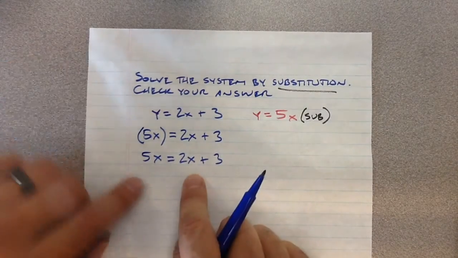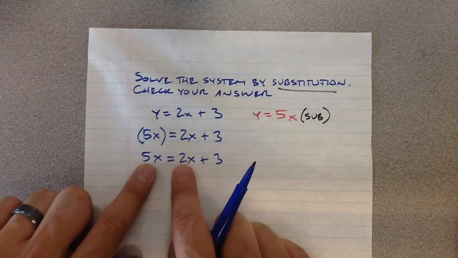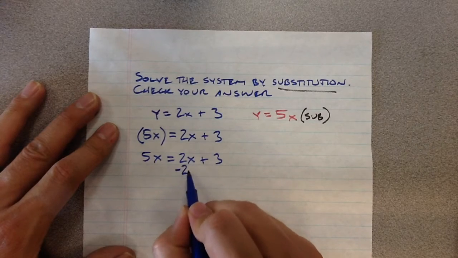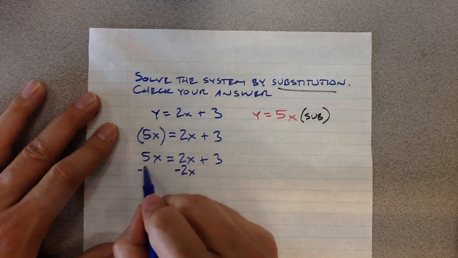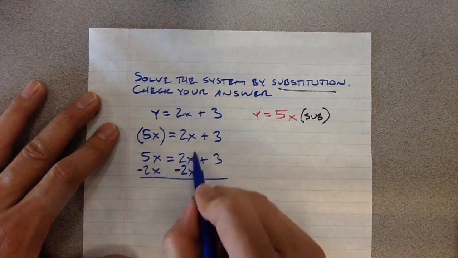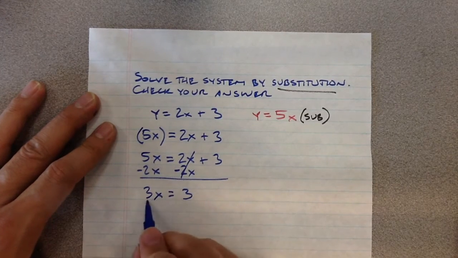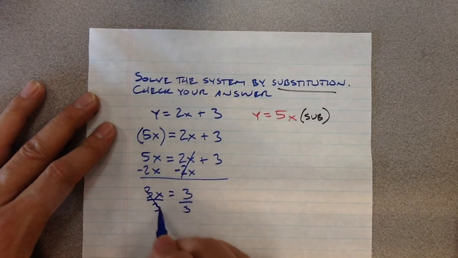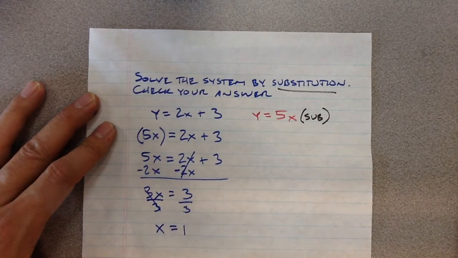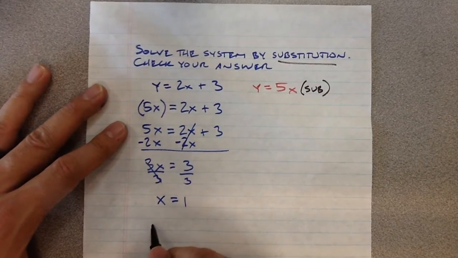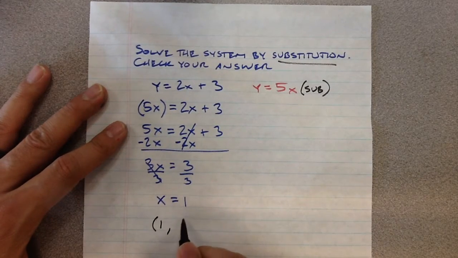Now, the first thing we don't like about this, again from chapter 1, is we've got x on both sides, so we need to get rid of one of those. I'm going to get rid of this one. So I'm going to subtract 2x from the right. What I do to one side, I do to the other. I get 3x equals 3. Solve that for x. I get x equals 1. So there's half my answer right there. Again, that's x equals 1, and then I still need to find y.